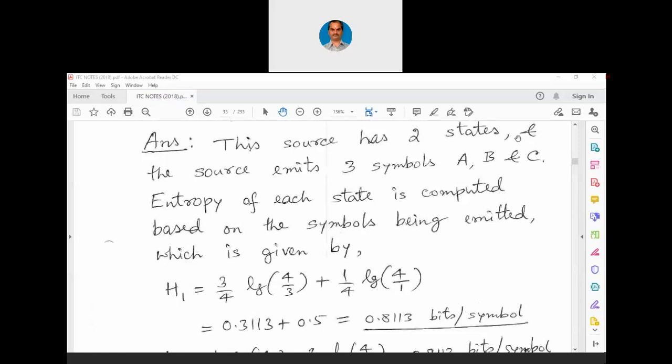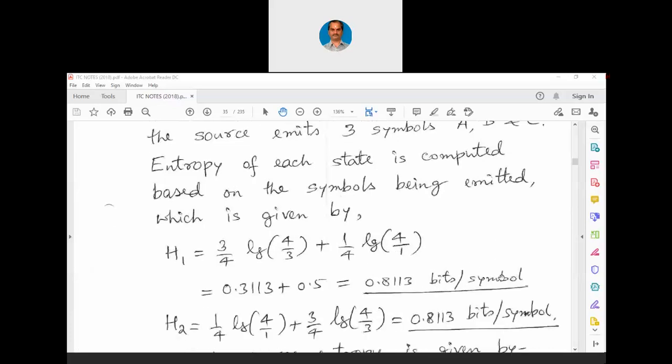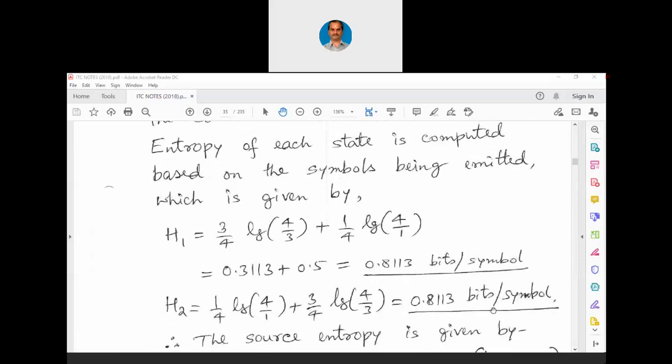Now the source has 2 states and the source emits 3 symbols A, B and C. Entropy of each state is computed based on the symbols being emitted, which is given by H1 equals 3 by 4 log of 4 by 3 plus 1 over 4 log of 4 by 1. That is the entropy of state 1, because there only A and C are emitted. That is 0.8113 bits per symbol. Similarly, H2 is the same. It is 1 by 4 log of 4 by 1, because in state 2 only C and B are emitted. So that is also 0.8113 bits per symbol.